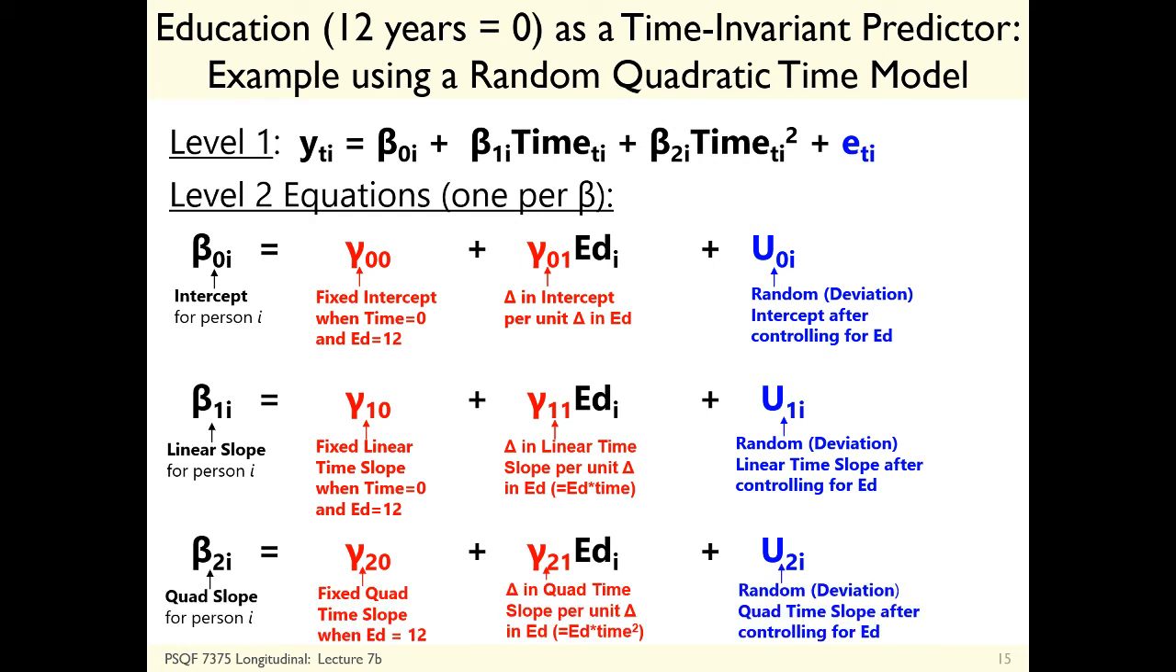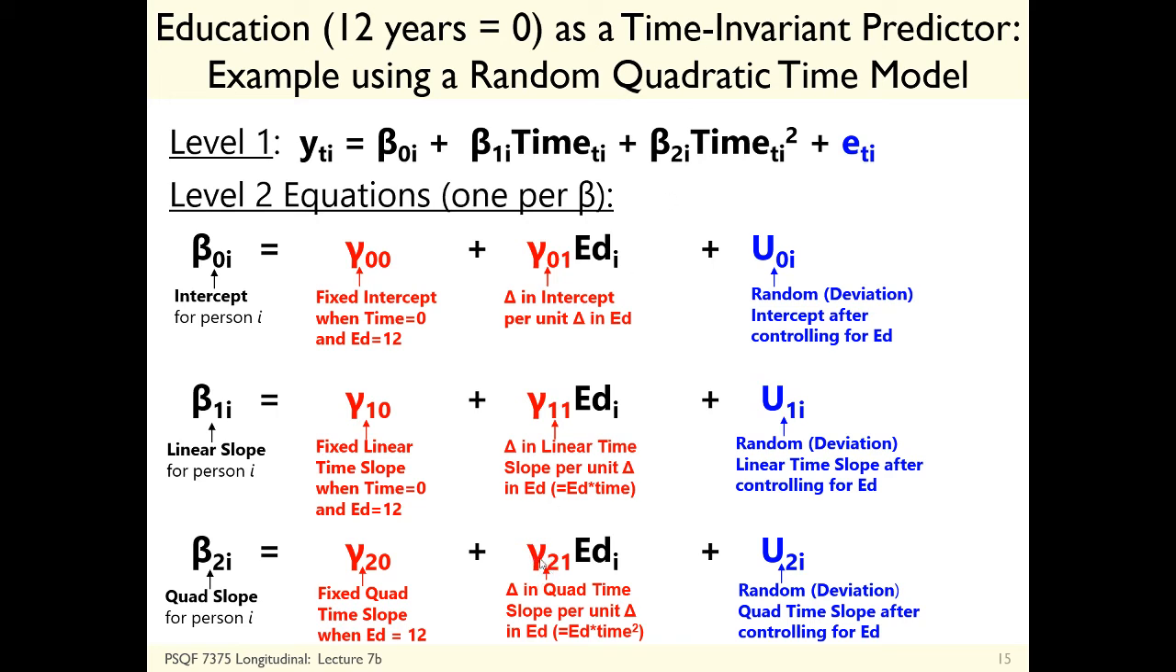Last but not least, same idea for the quadratic. Gamma 20 is the fixed quadratic. Because it's the highest order term with respect to time, it's not conditional on time. But it is conditional on education because education shows up in that equation. So it's the expected quadratic term when education is 12.